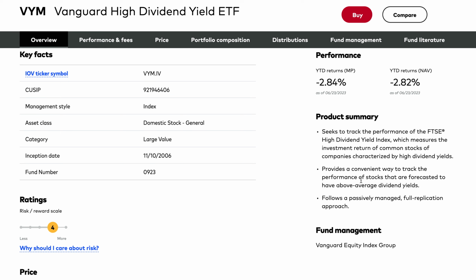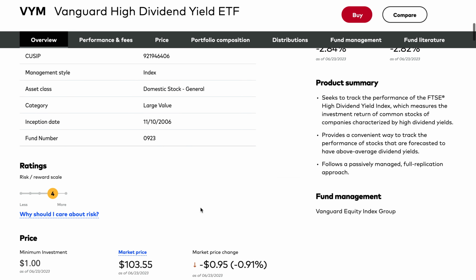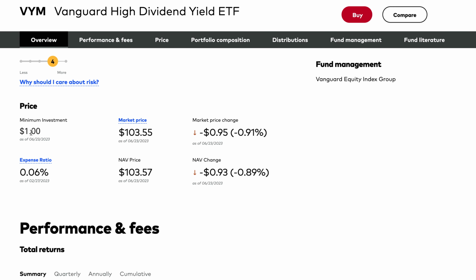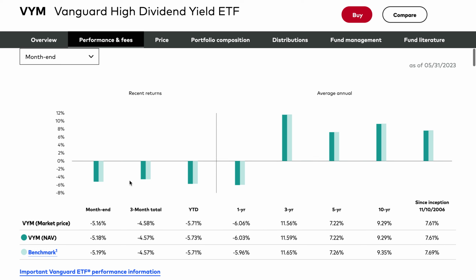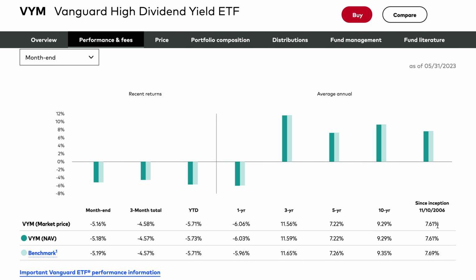Provides a convenient way to track the performance of stocks that are forecasted to have above average dividend yields. So this is higher than average dividend yield companies. It's still passively managed. Scroll down again, accessible. You can invest into it with very little funds. So since inception, since 2006, this has returned about 7.6%, almost 8% per year.